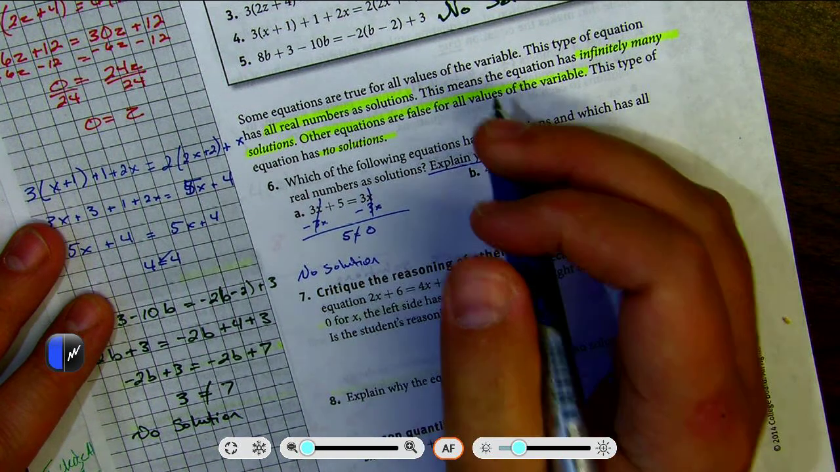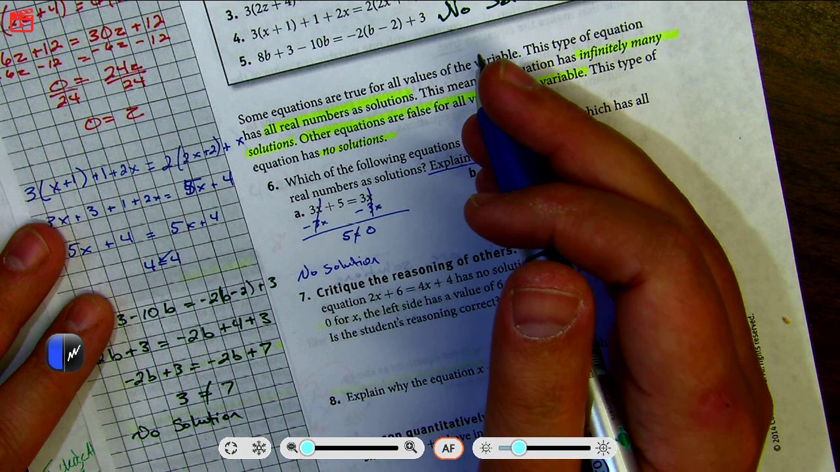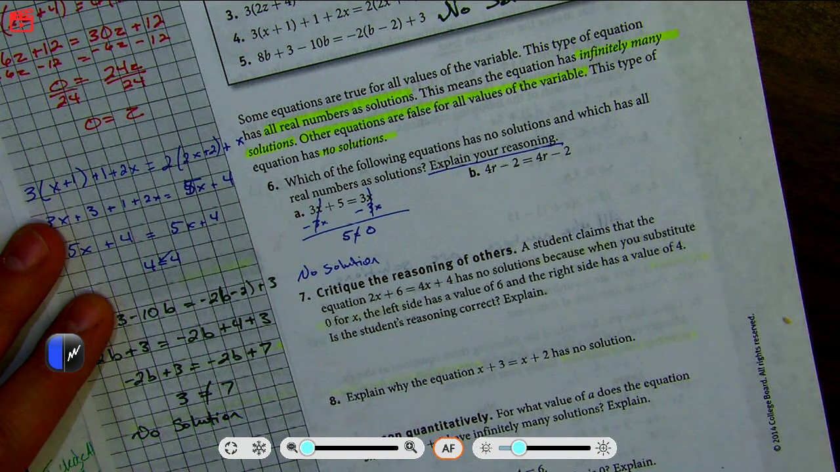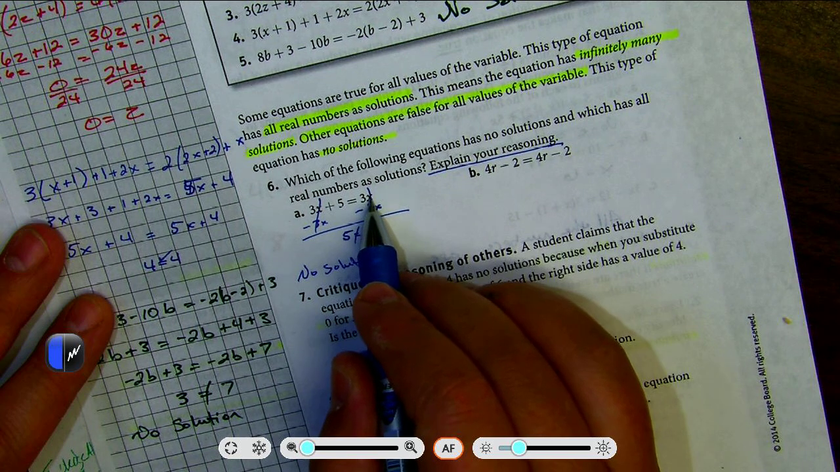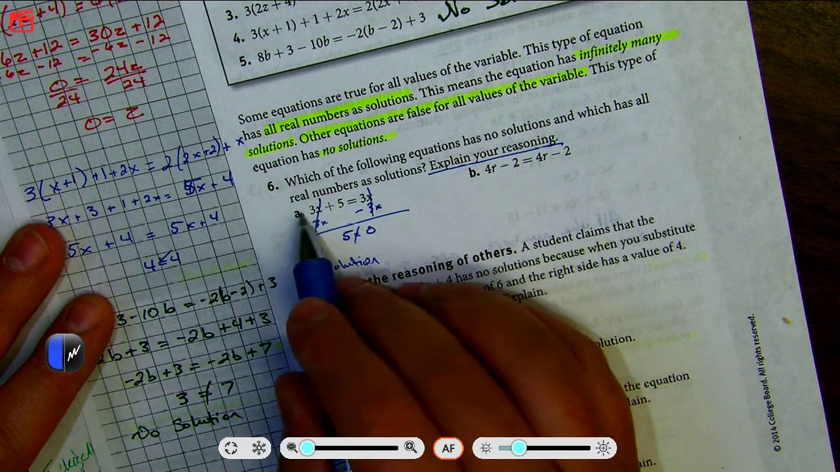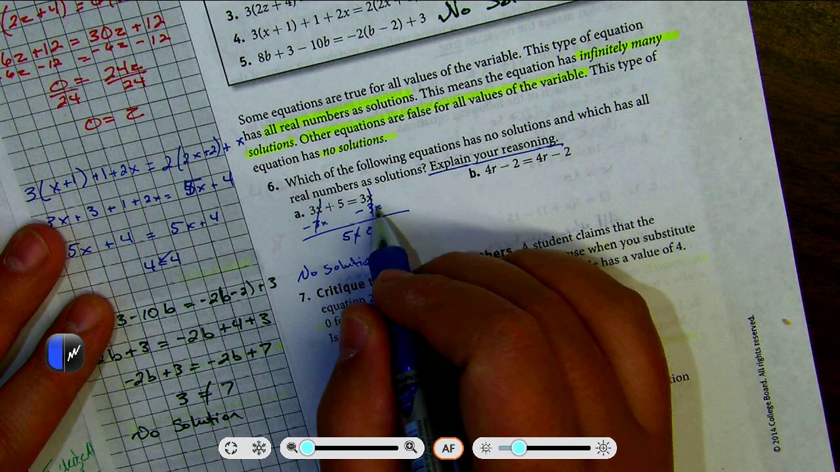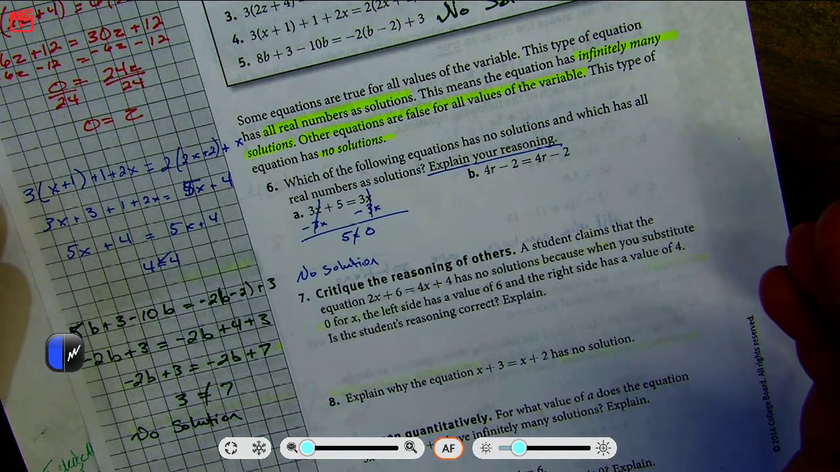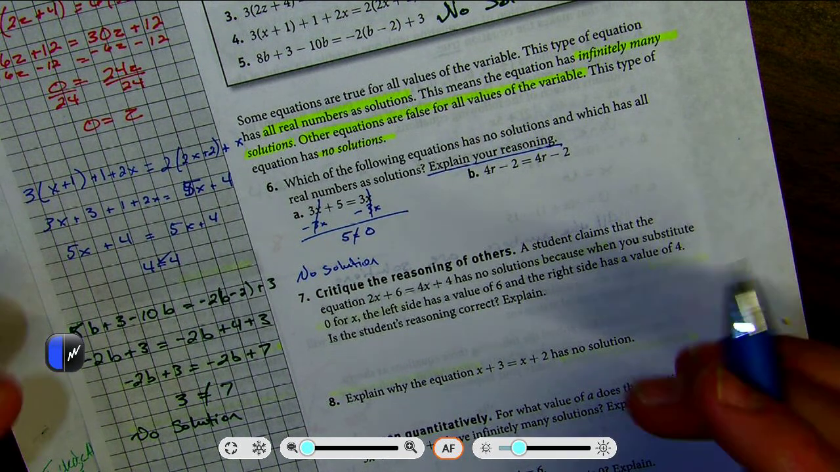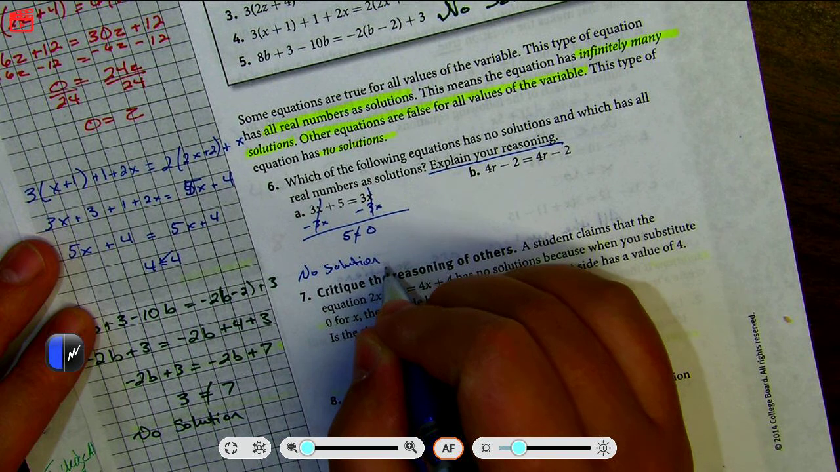The reason why it's no solution is that a number cannot be equal to itself plus 5. Basically, a number cannot be equal to itself plus 5. So look at 3x like it's an individual number. Well, you can't have that individual number equal itself plus 5, right? Just like what we have here. All right, so the answer for that one is no solution.